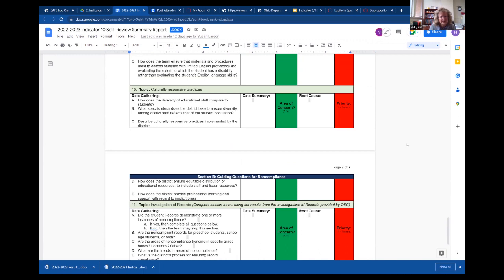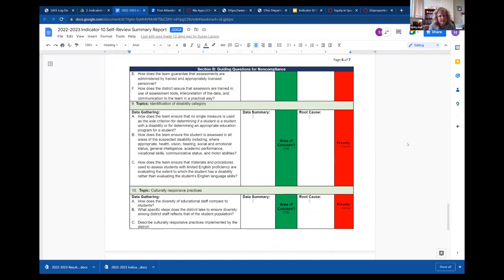And just by glancing over it, I didn't see anything that was hugely different from previous years outside of the item 11 and the investigation of records topic. Are there any questions about the content of the questions? Has everyone looked at these yet, or is this the first time viewing?